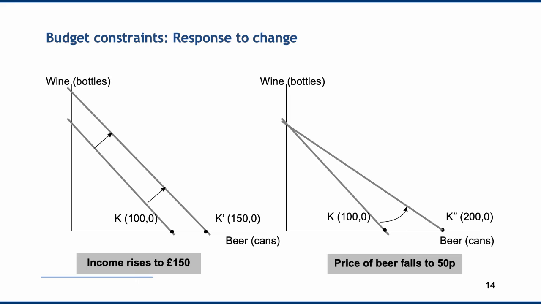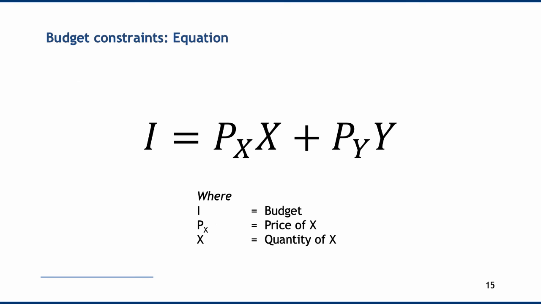A change in income therefore shifts the budget constraint. A change in the price of either good will pivot the budget constraint. So just to summarise, the budget constraint takes the general form that income is equal to the price of good X multiplied by the amount of good X plus the price of good Y multiplied by the amount of good Y. Now you may think that this isn't very useful if it only applies to a choice between two goods.